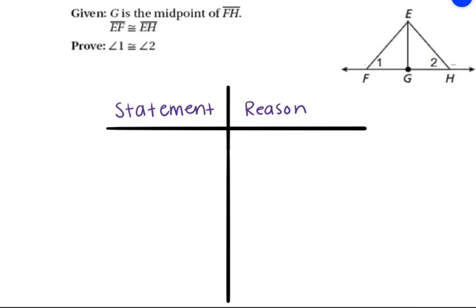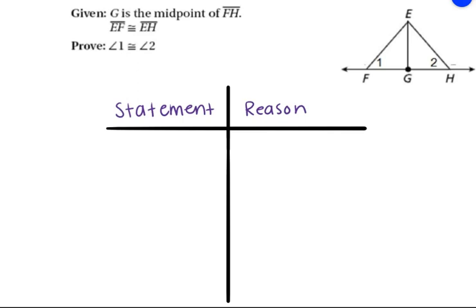This is a geometry proof, and in a proof, you are always given a given statement or a couple given statements and something to prove, and then usually a picture. So this proof says that G is the midpoint of FH and EF is congruent to EH in this picture over here. And we're trying to prove that angle 1 is congruent to angle 2.